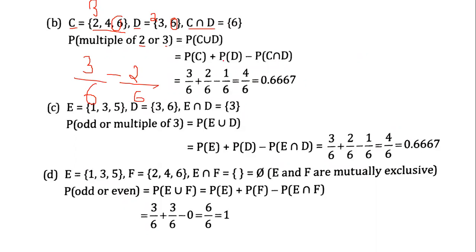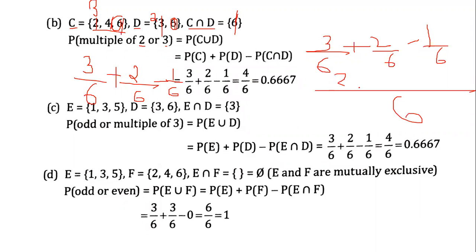And if you take the common element, there is only one outcome. Don't take it as 6; count the number 1, 2, 3 like that. So minus 1 by 6. So 3 by 6 plus 2 by 6 minus 1 by 6. Take LCM as 6: 3 plus 2 minus 1. 3 plus 2 is 5, 5 minus 1 is 4. So 4 by 6 will be the probability of getting either 2 or 3. In decimal, you can write it as 0.6667. This is the answer for the second one.